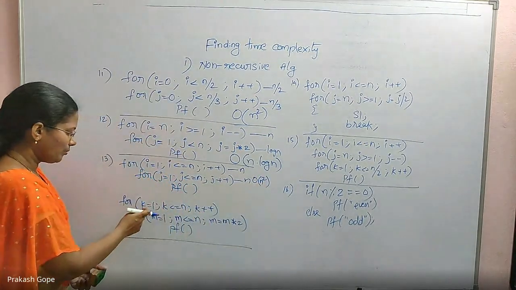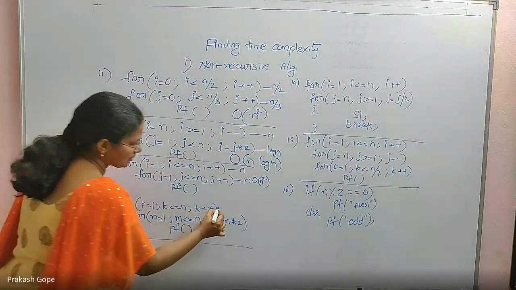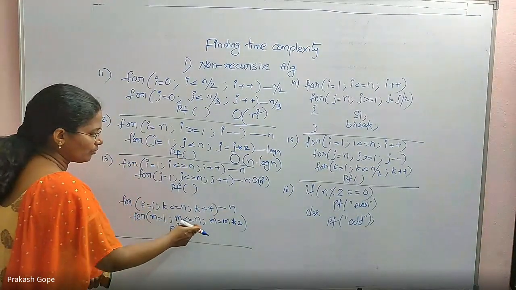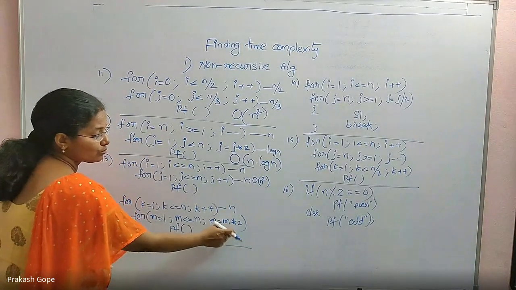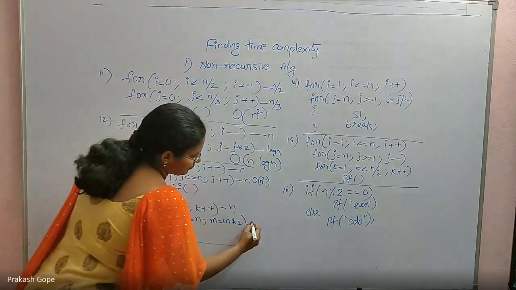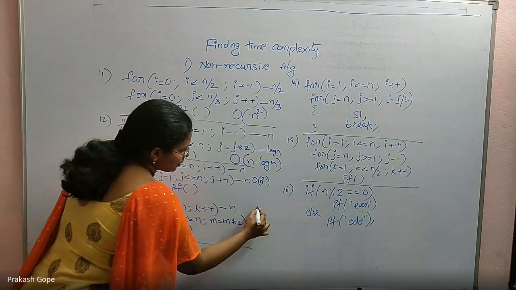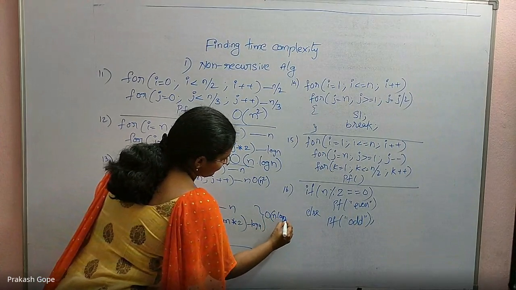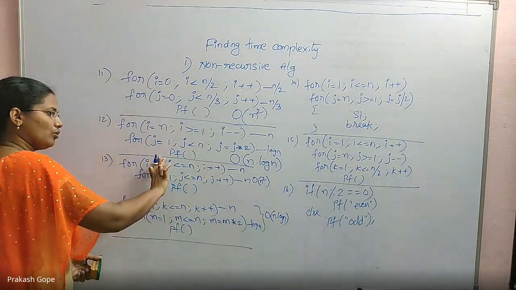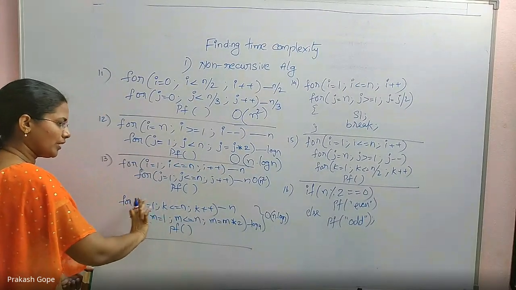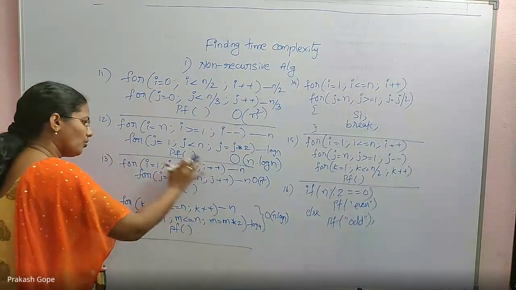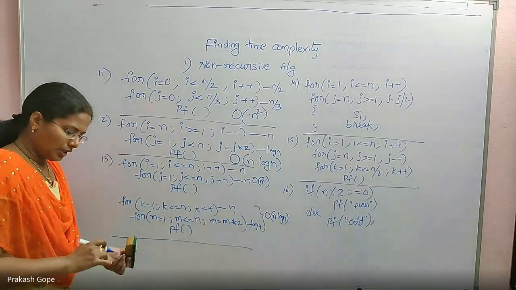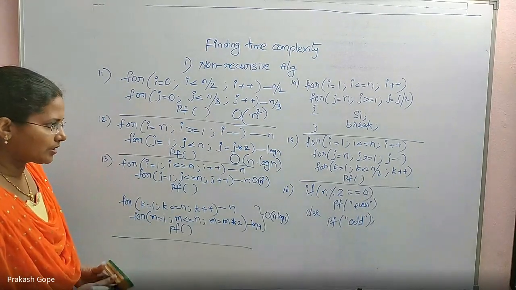How about this for loop? 1 to n, k plus plus, this is for n. 1 to n, m into 2, which means log n. This is log n. So just this for loop will take n log n time. The upper loop takes n square time, this one takes n log n, but I am interested in the whole algorithm's time complexity. I gave you a formula in general properties.